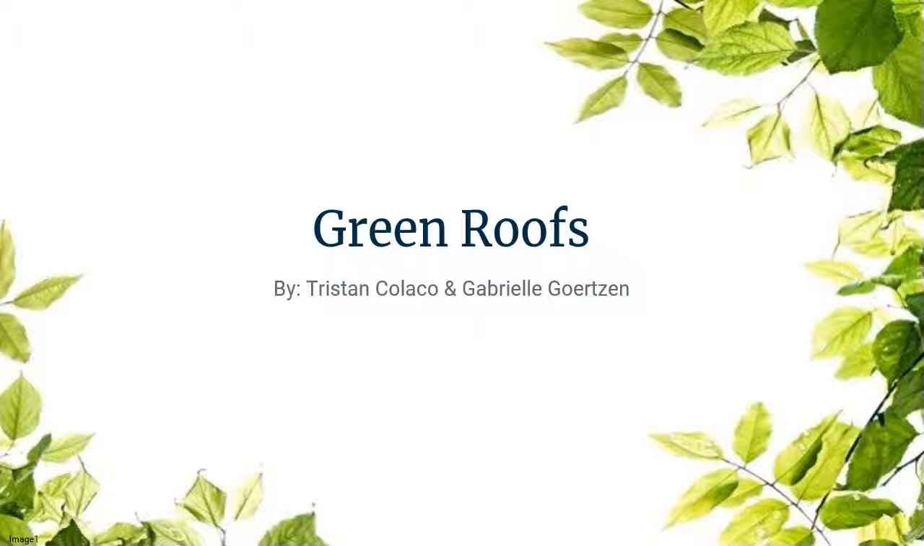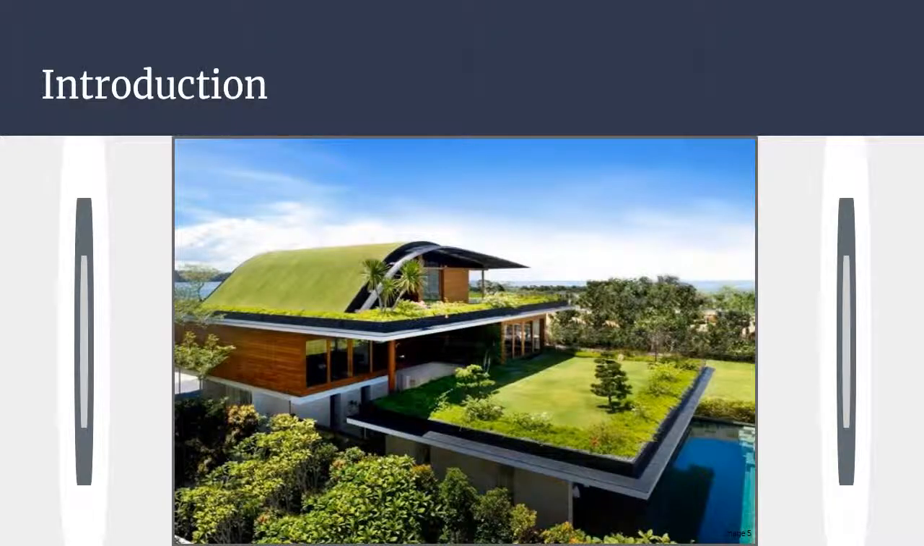We will be talking to you about the use of green roof systems within the modern world. So what is a green roof? A green roof is defined as a roof of a building that is covered with vegetation and media, planted over top of a layer of waterproofed material.